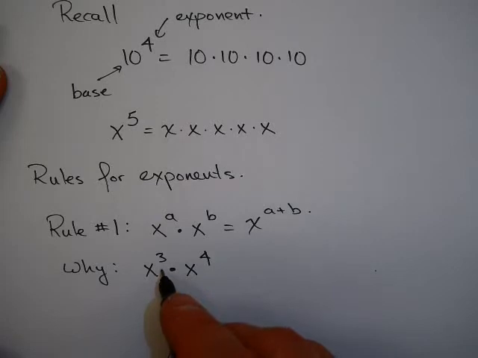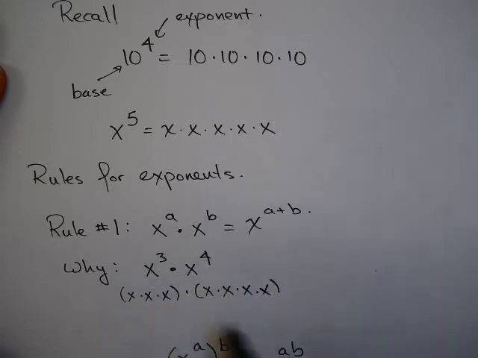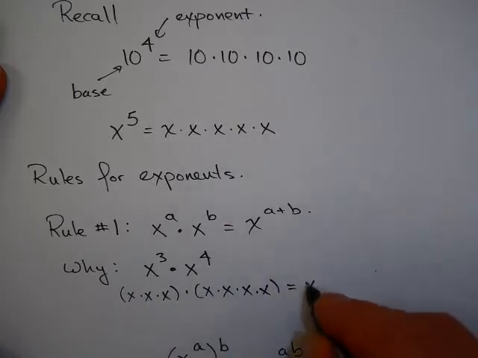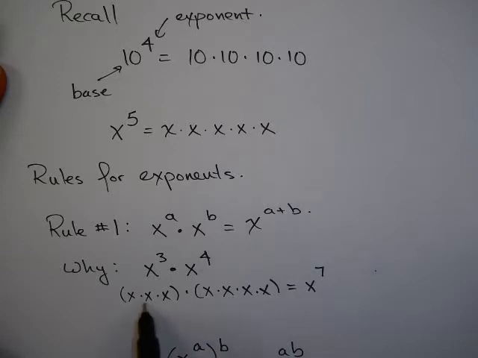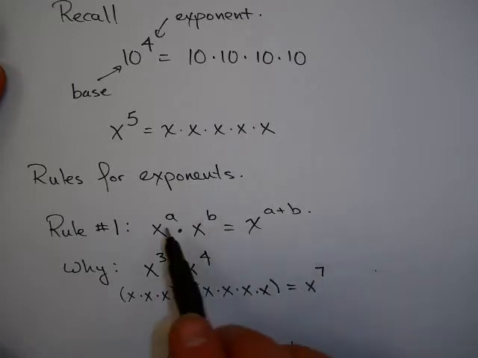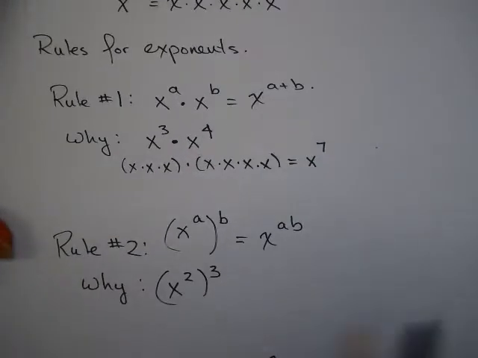Let's see why. X cubed, you might remember, is x times x times x. And x to the 4th is x times x times x times x. Now, if you look at this, you'll notice that there are 7 x's multiplied together, so that's x to the 7. What's the relationship between 3 and 4 and 7? It's addition.